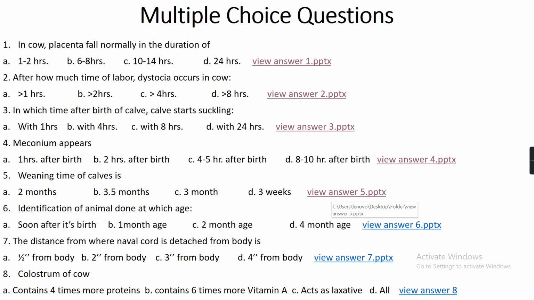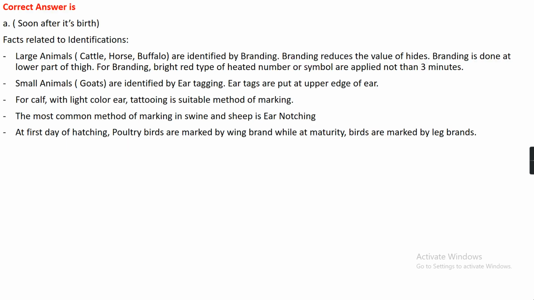Question number 6. Identification of animal is done at which age? Option A, soon after its birth. Option B, 1 month of age. Option C, when they are 2 months of age. Or option D, when they are 4 months of age. The right answer is option A, that is soon after its birth.